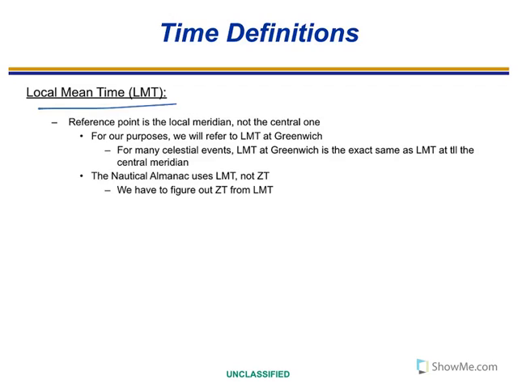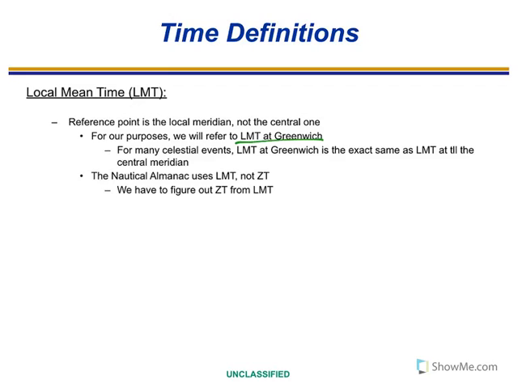The reference point is the local meridian, so the one that you are on, rather than that central meridian that we use for zone time. The only time we'll use LMT in this class is when we refer to LMT at Greenwich. The Nautical Almanac gives us a lot of different times for different celestial phenomena, so whether that's sunrise, sunset, moonrise, moonset, or meridian transit, it'll give us that LMT at Greenwich, and then we'll be able to do the math to get from LMT into zone time. And we'll do that later on in this lesson.